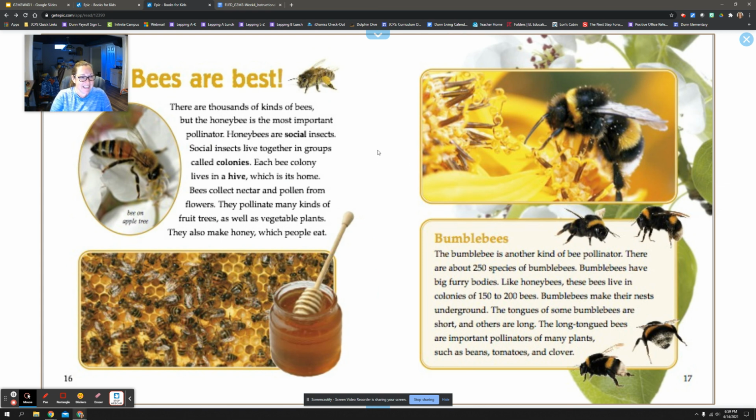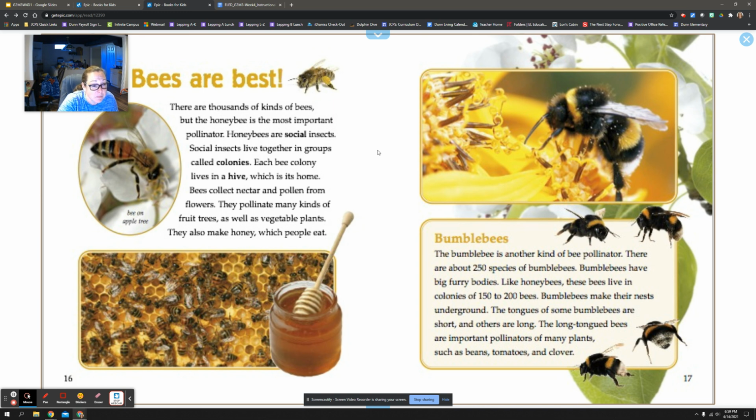Bees are best? Gosh, I would have never thought that. I always think of getting stung when I think of a bee, but let's see what they're telling us. There are thousands of kinds of bees, but the honeybee is the most important pollinator. Honeybees are social insects. Social insects live together in groups called colonies. Each bee colony lives in a hive, which is its home.